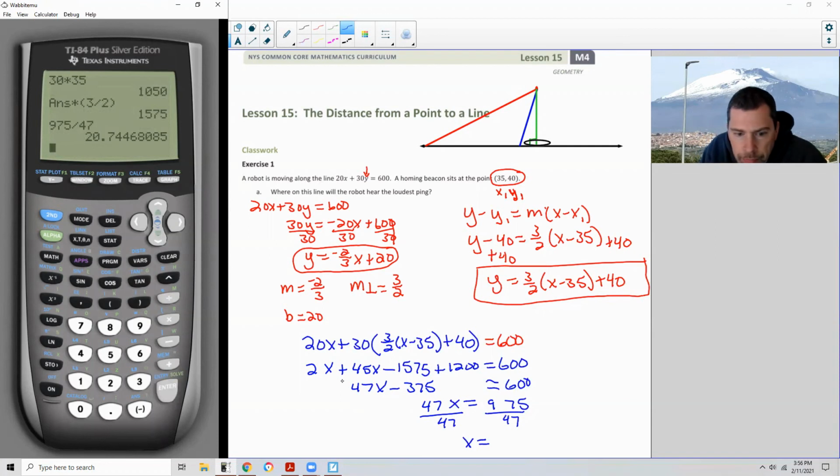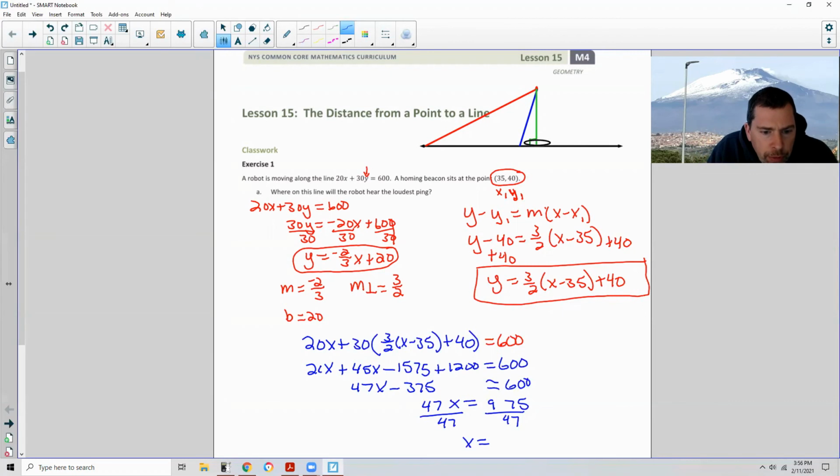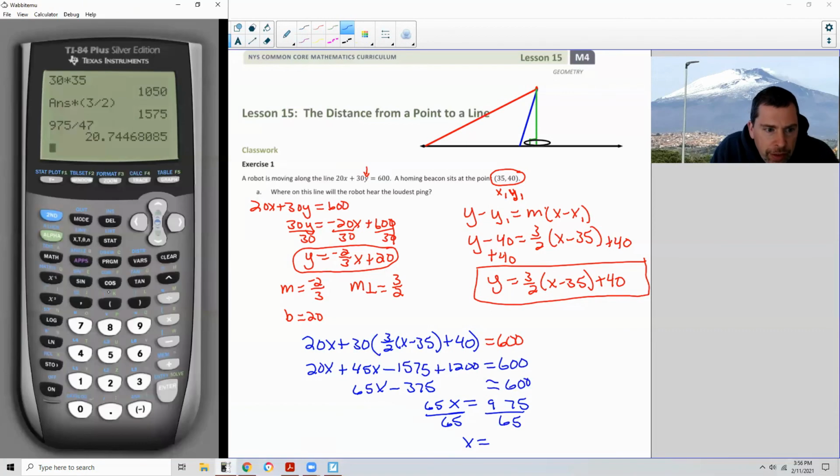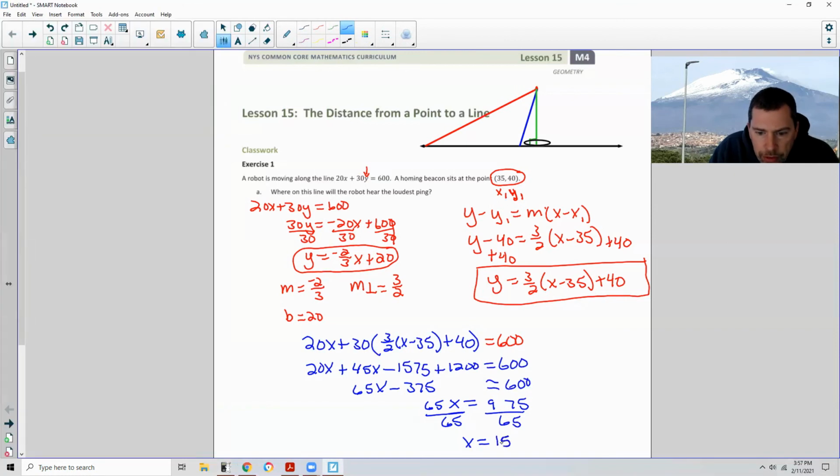I'm sorry, I'm checking my work. I missed this 20. Hopefully you caught that and are like, dude, you're doing it wrong. So let me just fix this real quick. 20 plus 45 is 65. And so this would be 65x, divided by 65, and then divide this by 65. The 65s cancel, leaving x, and I want to do 975 divided by 65. That's better. That gives me what I got before, which is 15.